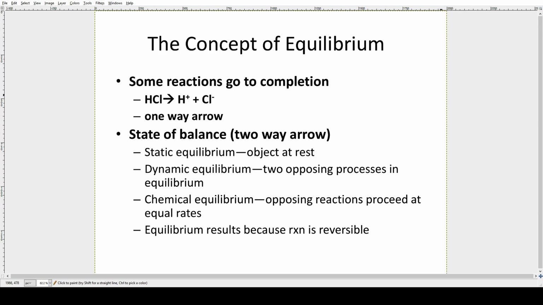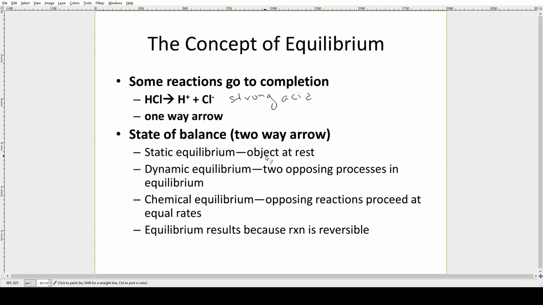The concept of equilibrium. Some reactions go to completion, and we use a one-way arrow for that. So for instance, hydrochloric acid is a strong acid, and we know that if something is a strong acid it will completely dissociate. Hopefully my handwriting will get better over time. A strong acid will completely release all of those hydrogens, and so we have a one-way arrow there. It's not going to go back the other way. However, we also have states of balance, a two-way arrow, and here are some different examples of equilibrium.